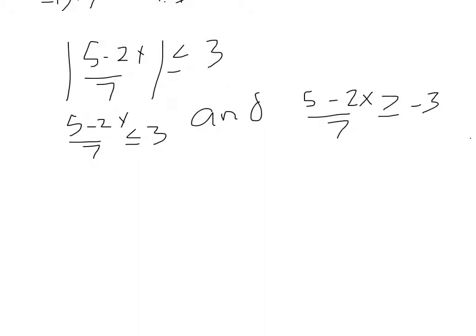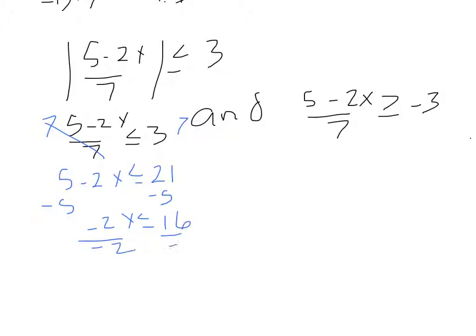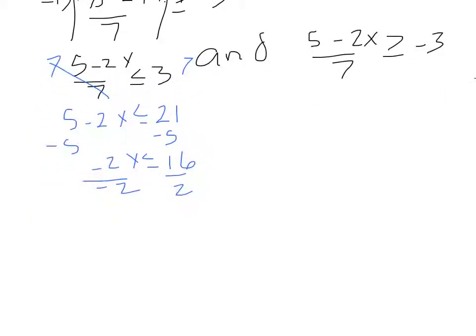So here, multiply by the 7 to get rid of the 7. So we get 5 minus 2x is less than or equal to 21. Subtract 5. Negative 2x is less than or equal to 16. Divide by negative 2. Now we're dividing by negative 2, so because we're dividing by negative 2, we want to flip the sign, say x is greater than or equal to negative 8.